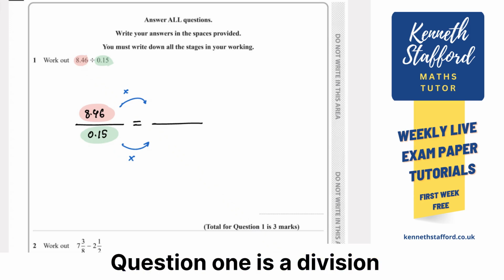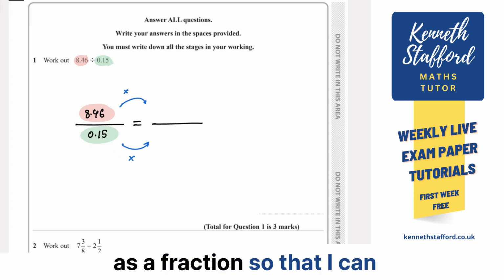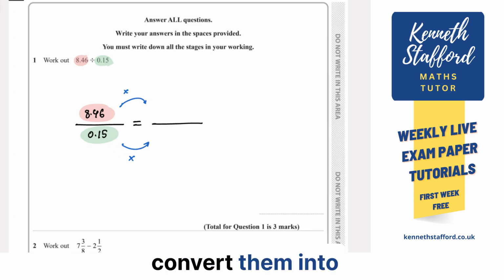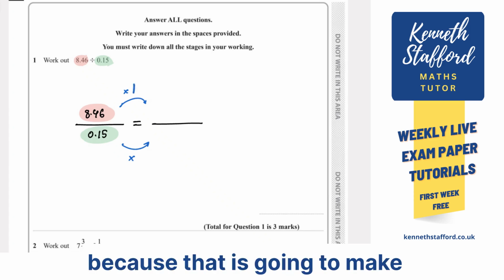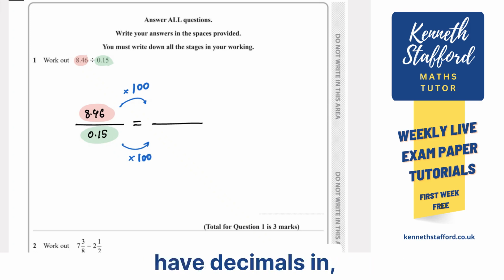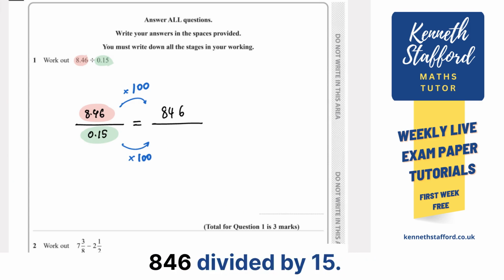Question 1 is a division and it involves decimals. So I like to write my divisions as a fraction so that I can convert them into nicer divisions. What I'm going to do here is times top and bottom by 100, because that is going to make both these numbers not have decimals in. They're going to be integers. So I've changed it to 846 divided by 15.